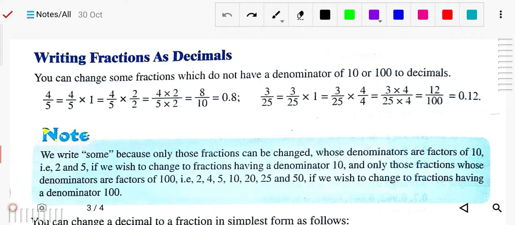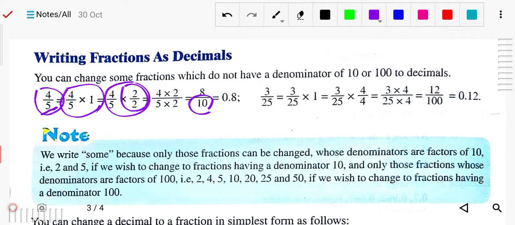As you can see in this example, 4 by 5. See here is the 5. This 5 we have to change in such a way that its denominator should be 10. If we multiply 4 by 5 into 1, it will be the same. Now next, 4 by 5 into 2 by 2, means we multiply numerator by 2 and denominator also by 2. As we know, if we multiply a fraction by the same number in the numerator as well as the denominator, there will be no change in the original value.